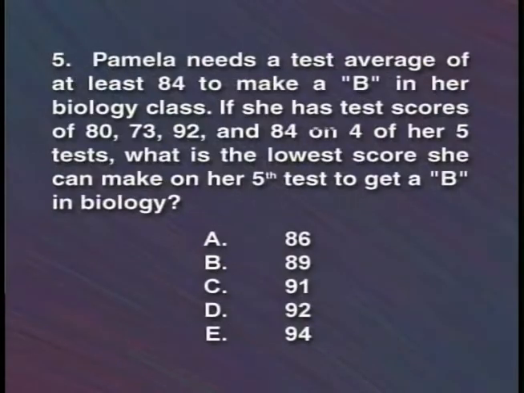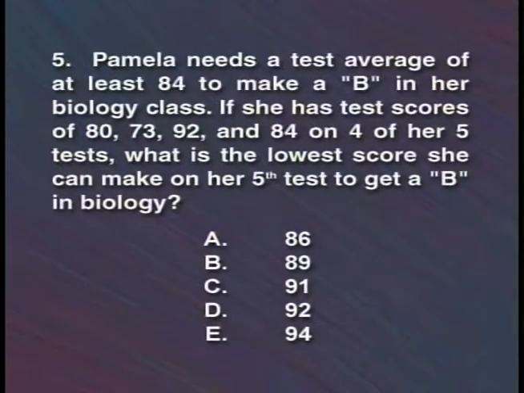Problem 5. Pamela needs a test average of at least 84 to make a B in her biology class. If she has test scores of 80, 73, 92, and 84 on 4 of her 5 tests, what is the lowest score she can make on her 5th test to get a B in biology?